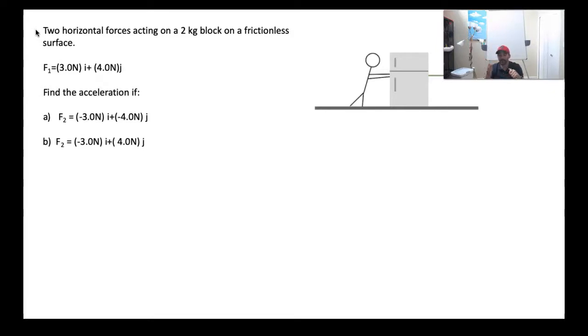And since my block is 2 kilograms, I just simply apply F equals ma. My force is 8 newtons in the j or the y direction. My block is 2 kilograms. Well, 8 newtons divided by 2 kilograms, 8 divided by 2 is 4 meters per second squared. So the answer to this one is 4 meters per second squared in the j hat direction. Told you, didn't even have to get out of this chair.